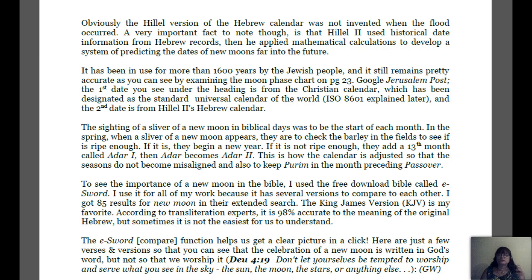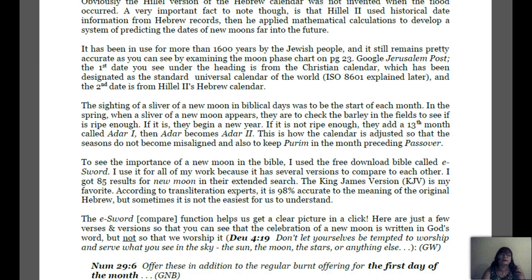You can Google Jerusalem Post. The first date you see under the heading is from the Christian calendar, which has been designated as the standard universal calendar of the world, more commonly known as Gregorian. ISO 8601, I explain later. That is the standard. And the second date is from Hillel II's Hebrew calendar. So Israel is using Hillel's system today.